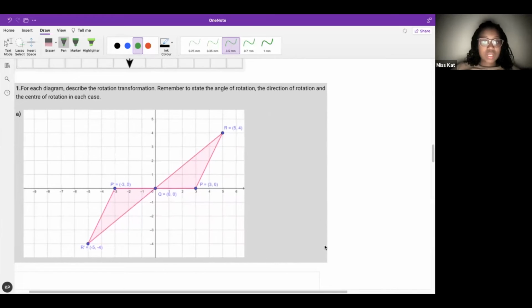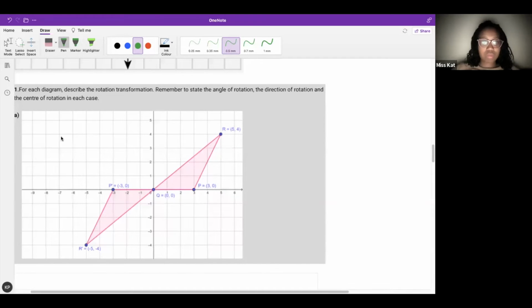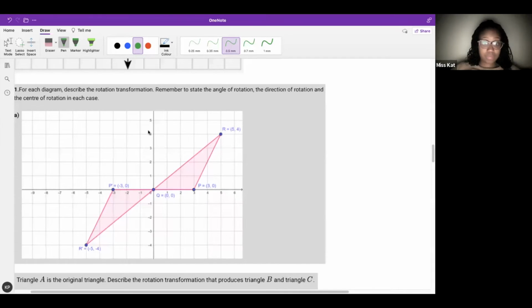Now for this one, guys, I want you guys to tell me what the rotation is. So what we're going to do is write the coordinates of the original triangle. Then we're going to write the coordinates of the new triangle. And we're going to compare the coordinates. Did they swap? Which one's negative? Which one stayed the same? And that will tell us which rotation we have done.